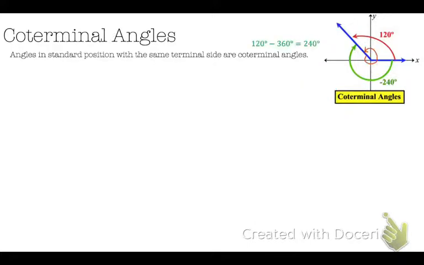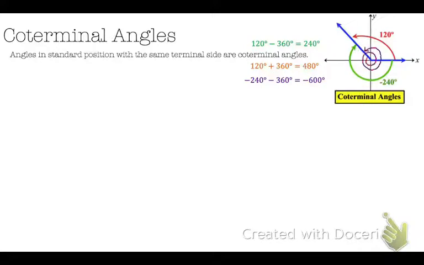And if we look at this, let's find a couple others. So if I do 120 minus 360, that's where I get the negative 240. If I do 120, and I add 360, so I add a complete revolution, you get 480. If I do negative 240 minus 360, I get negative 600. These are all coterminal angles.